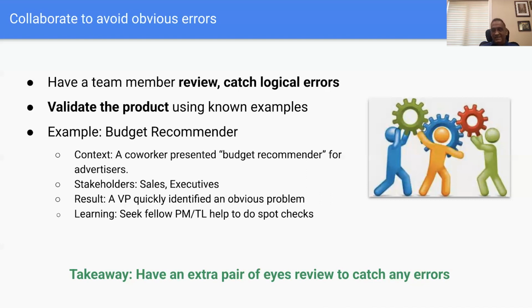But interestingly, the product recommended a 50-50 split between search and display advertising. Now, as soon as that happened, the senior executive raised his hand and said, well, I looked up this customer X, who is known to be a search-only advertiser. How come your recommender is saying split 50-50 between display and search?